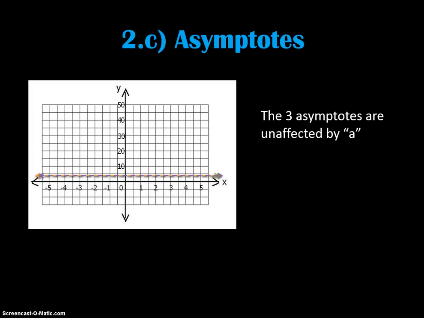You may have noticed that each of the asymptotes was not affected by your a. Your vertical stretch or compression will have no effect on where the position of your asymptote will end up. All of them will be exactly the same as your f(x).